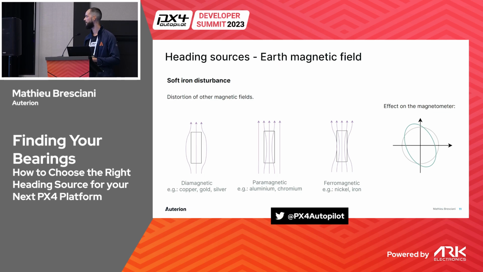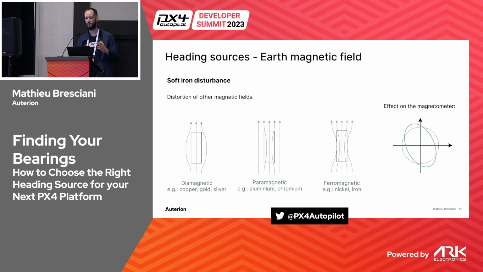The second type of disturbance you have that you can calibrate is the soft iron effects. Different materials have different properties. Some are diamagnetic, paramagnetic, or ferromagnetic. The worst one you have is ferromagnetic, because they highly distort the magnetic field.